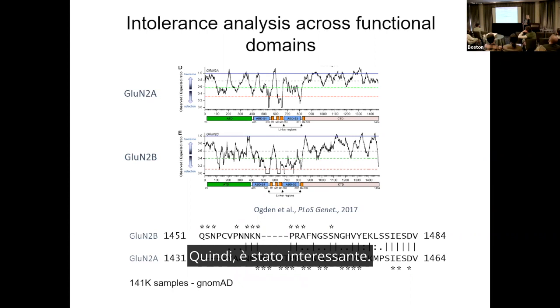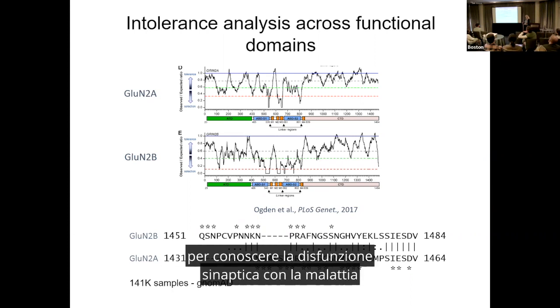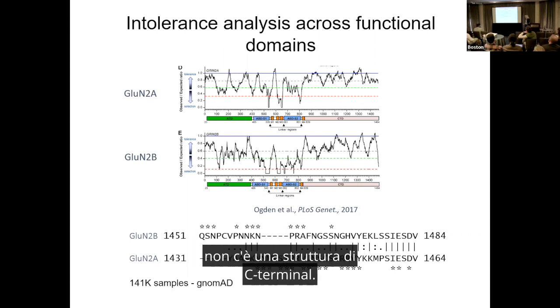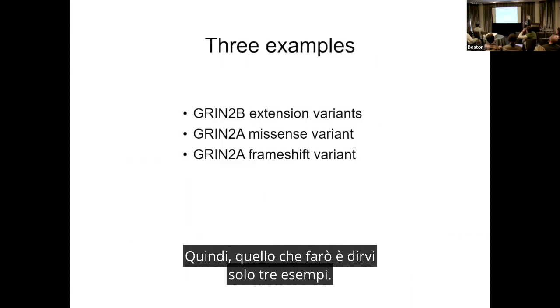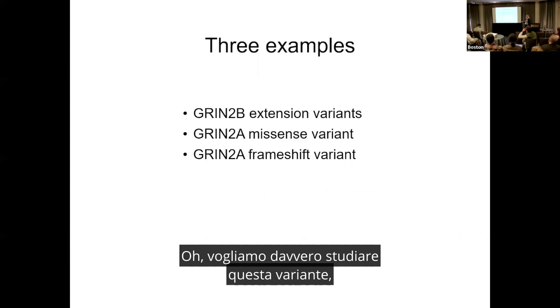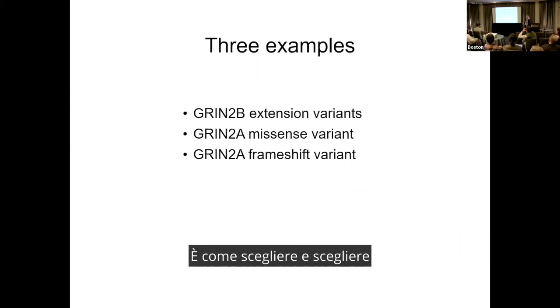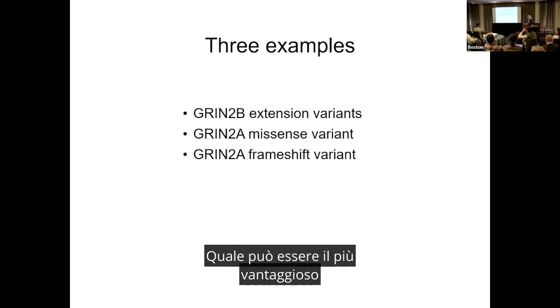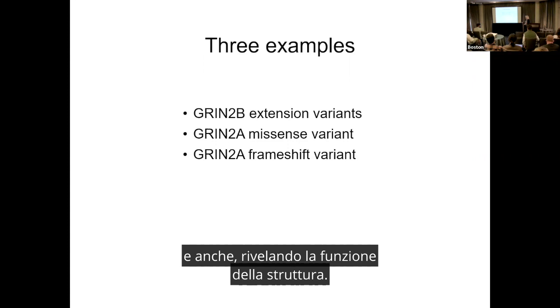So that was interesting, but we thought we could also use the human variation to learn about synaptic dysfunction with disease, but also probe a little bit of the structure function, because as you know from the structural pictures, there's no structure at the C-terminal. So what I'm going to do is tell you just 3 examples. One of them is just one slide, and the other ones are a bit longer. 3 examples of how we went from having variants, like, oh, we want to study this variant. Now there's so many. How do we pick and choose what can be the most beneficial to the field and to patient populations, and also revealing of structure function. So that's kind of where we are.